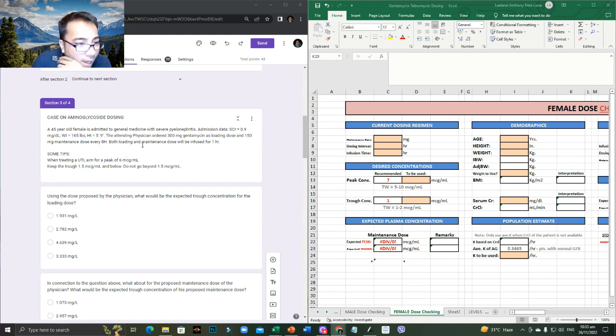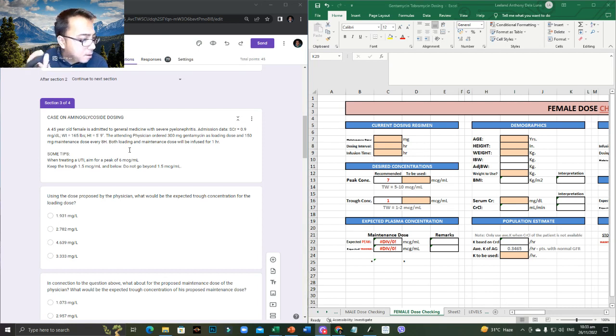So here, class, we have a case of a 45-year-old female who is admitted to general medicine with severe pyelonephritis. Admission data includes serum creatinine of 0.9 milligrams per deciliter, weight of 165 pounds, and height of 5'9", which is equivalent to 69 inches. The attending physician ordered 300 milligrams of gentamicin as loading dose and 150 milligrams as maintenance dose every 8 hours. Both loading and maintenance doses will be infused for 1 hour.